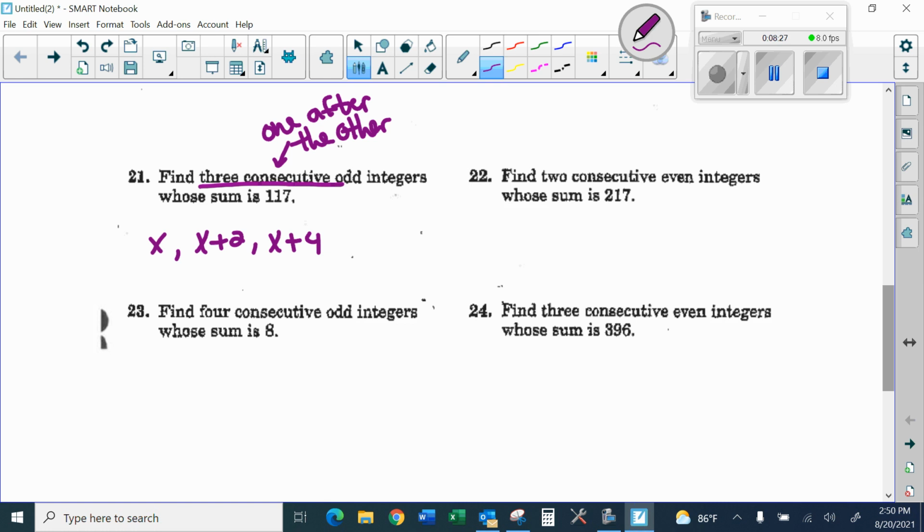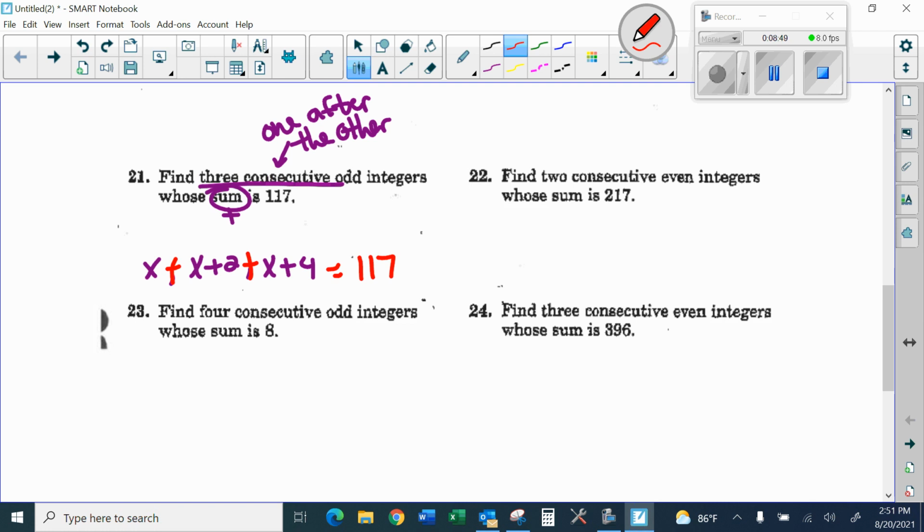Okay, whose sum, remember sum means the answer to an addition problem. So that means I add all these together. So I could take out those commas. Let's just change the color and put pluses in here now instead. Okay, equals 117. x plus x plus x, remember each one of these is 1x, coefficient is 1, so I have 3x plus 6 equals 117.